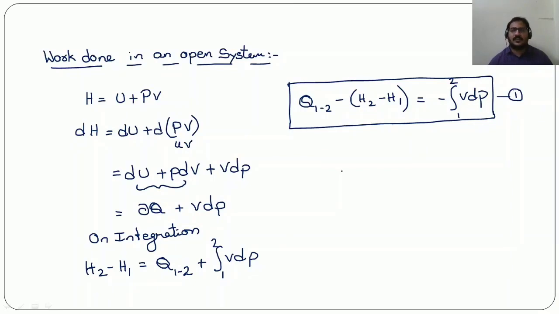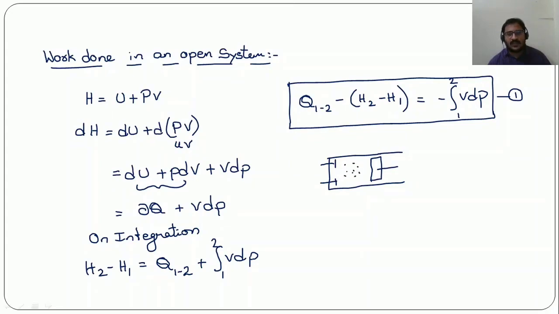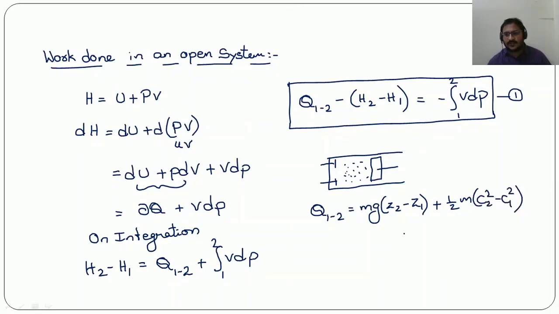Let us put this as equation 1. Now let me consider there is a piston cylinder arrangement like this with valves. There is inlet valve, there is exhaust valve, certain amount of fluid is there here. Now let us consider the steady flow energy equation here. Steady flow energy equation is Q1 to 2 is equal to mg into Z2 minus Z1 plus half m into C2 square minus C1 square plus H2 minus H1 plus work done.